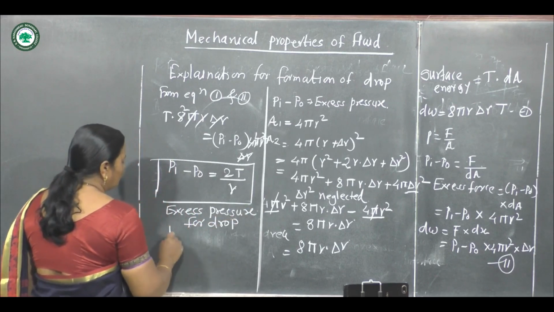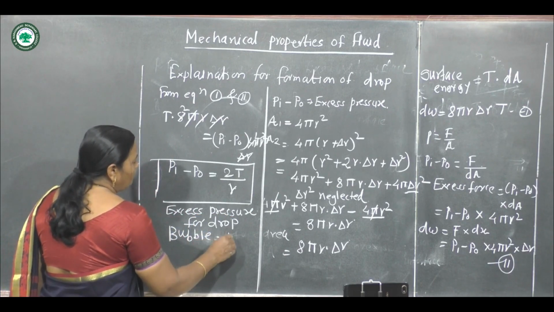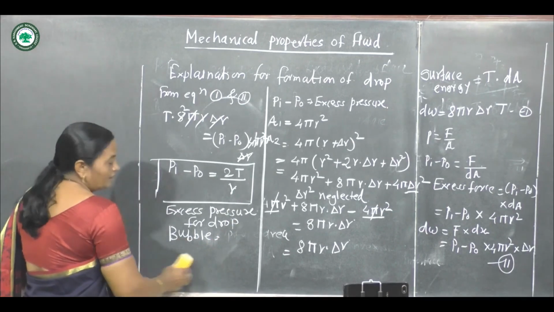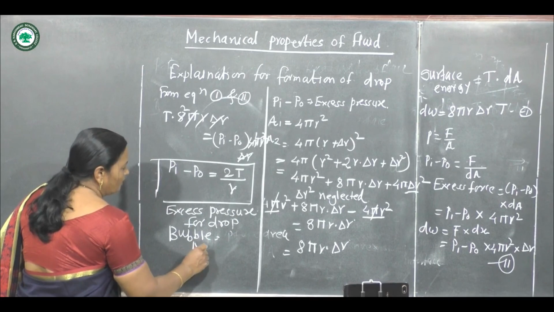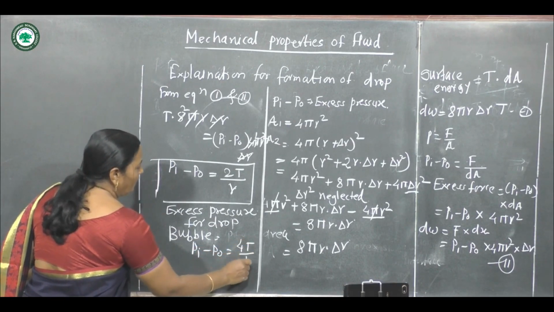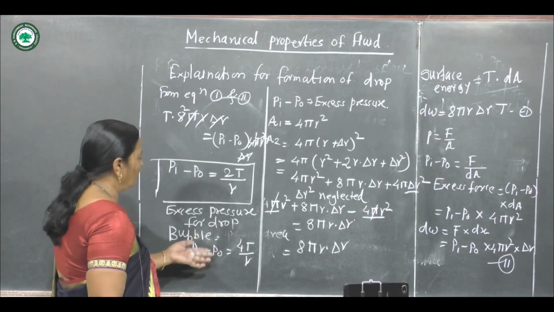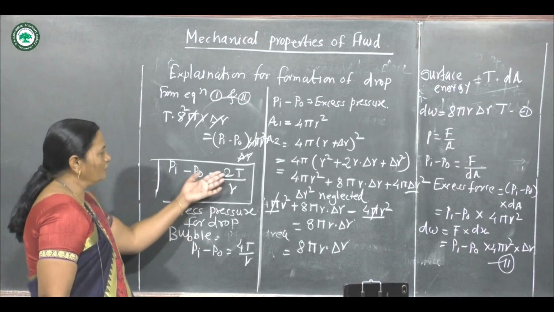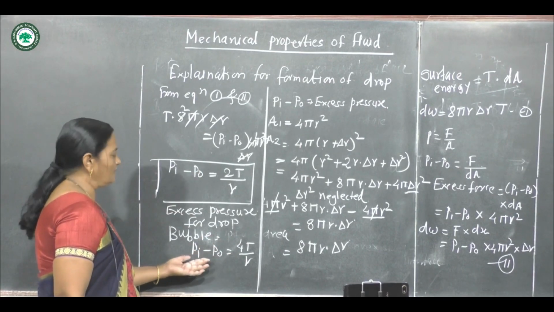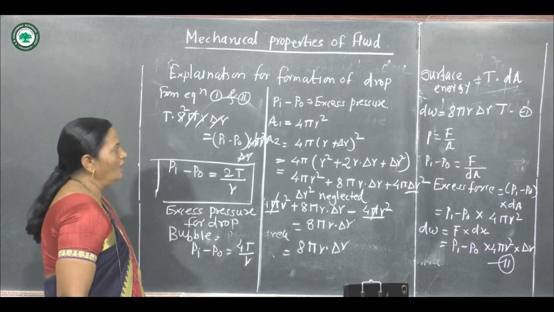If we consider the bubble, for bubble Pi minus P0 is 4T divided by r. In the case of a bubble, there are two surfaces, and we get the excess pressure equal to 4T instead of 2T. Therefore, the excess pressure Pi minus P0 is equal to 4T divided by r.